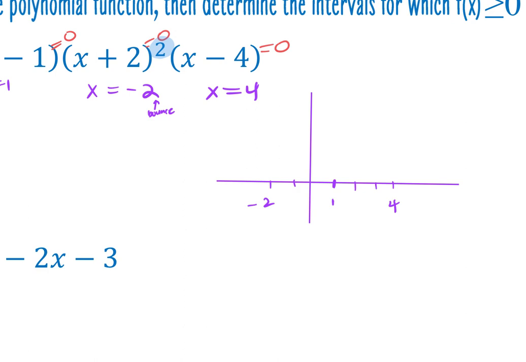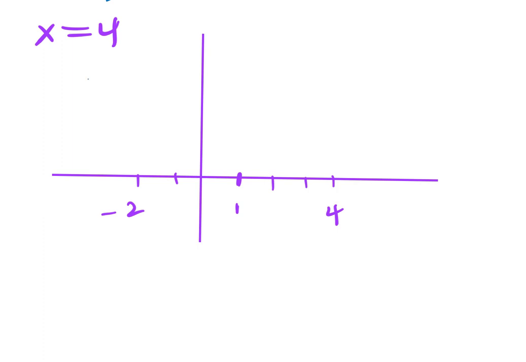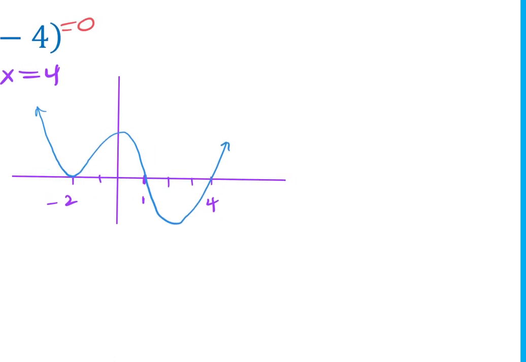Tomorrow we're going to learn about the ends, right? The end behavior, do the arrows go up or down, okay? But that is part of it. So I know it has to cross through 1, it has to cross through 4, and it has to bounce off of negative 2. So here are some options. It could start up, come down, bounce off negative 2, but then it has to come back through, cross through 1, and then come back through, cross through 4. That's one possible way this graph could look.